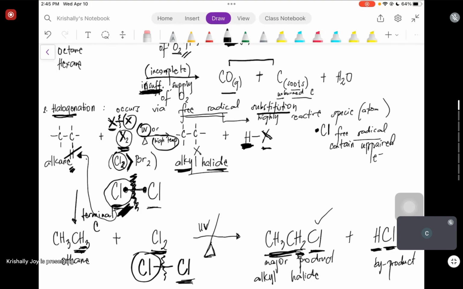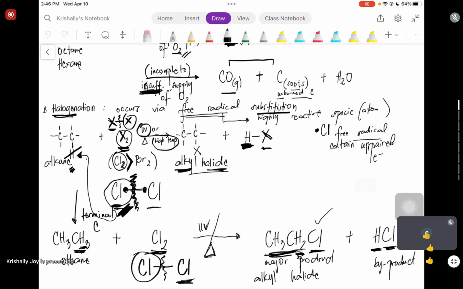Can you follow the halogenation process of alkanes? Can we show a thumbs up if you follow the halogenation process? Okay. How about the others?